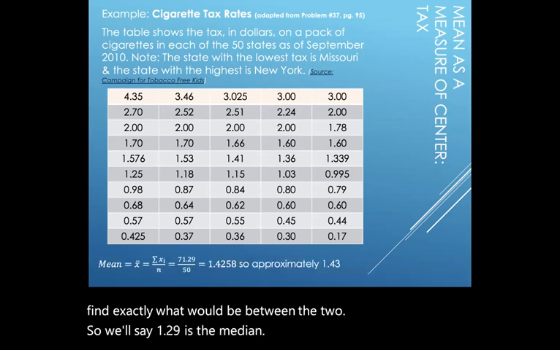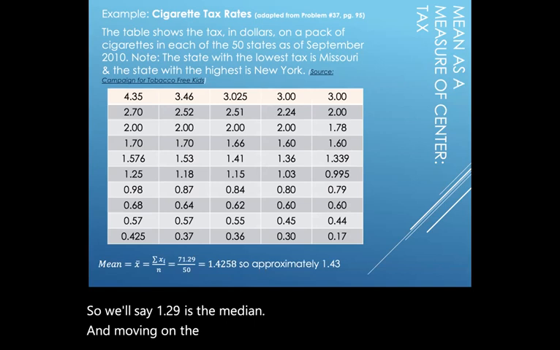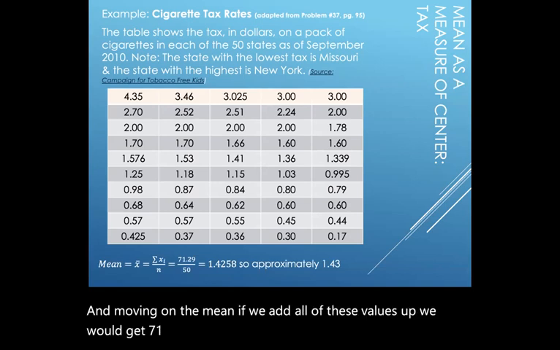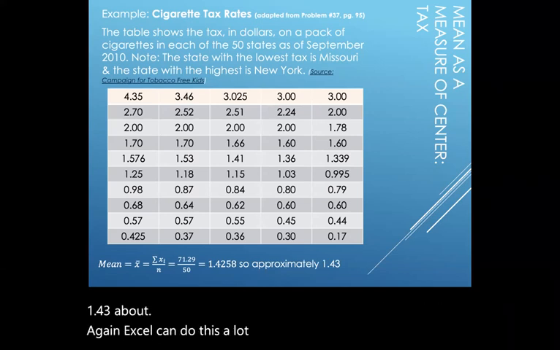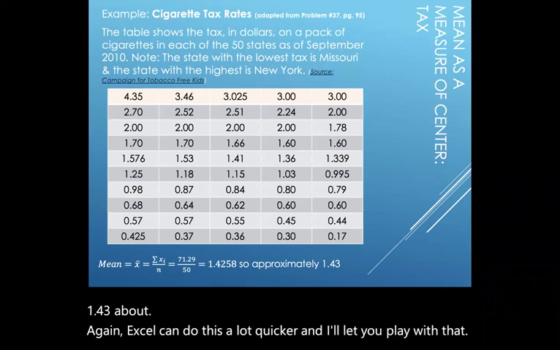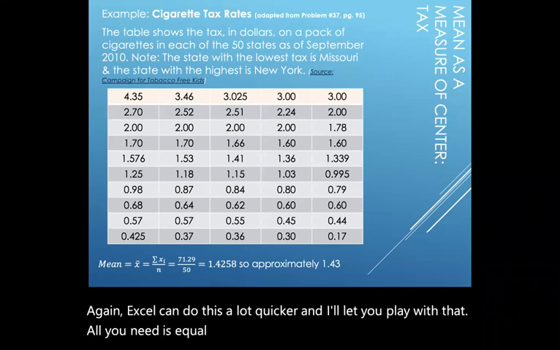And moving on, the mean, if we add all of these values up, we would get 71.29. And if we divide by the 50 states, then we'll have 1.43 about. Again, Excel can do this a lot quicker, and I'll let you play with that. All you need is equal average, parenthesis, and then all of the cells that this data would be found in.